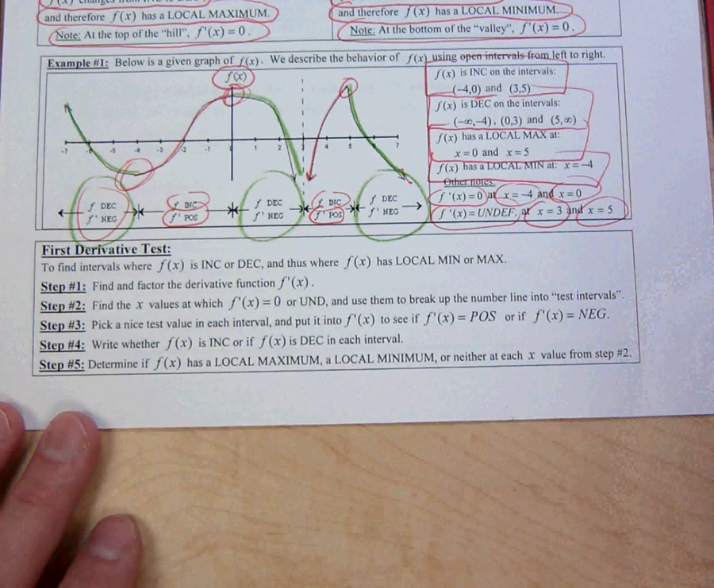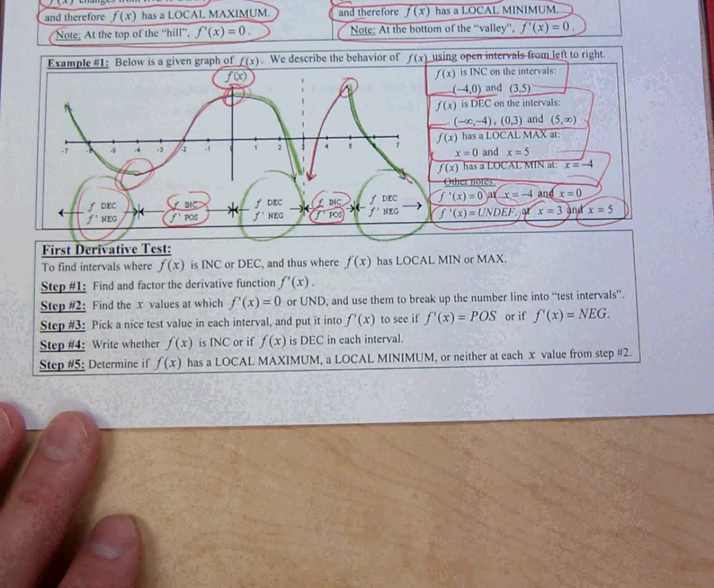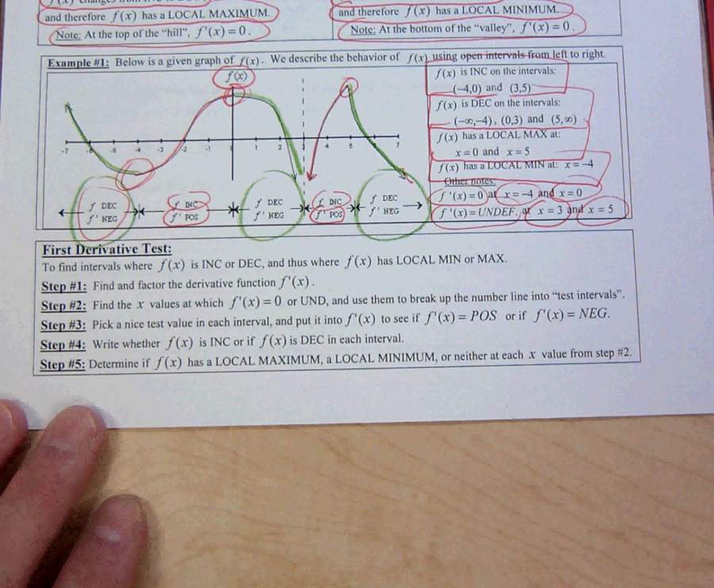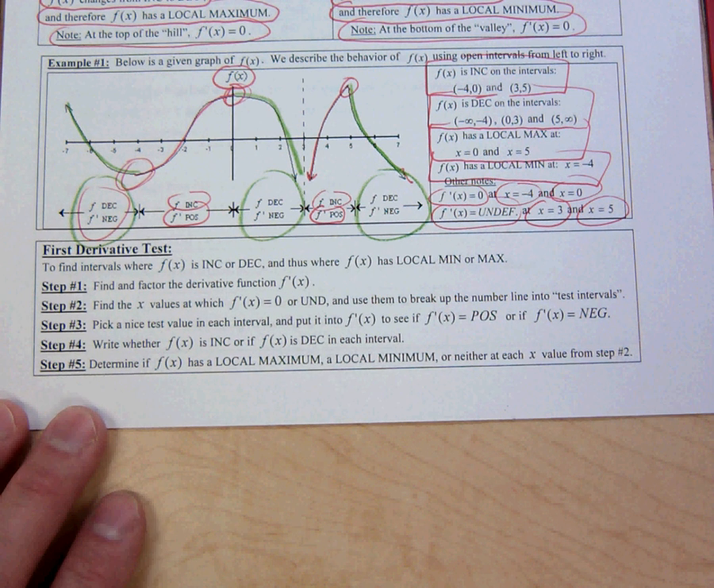Okay, so again, where are your hills and valleys possibly going to occur then? Whenever f prime is 0 or undefined. Is that clear? And aren't those also the spots where f might change from increasing to decreasing or vice versa? Yes?